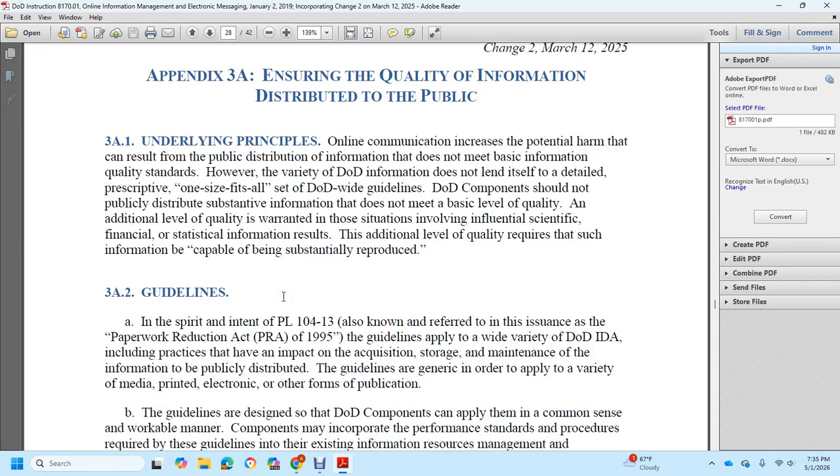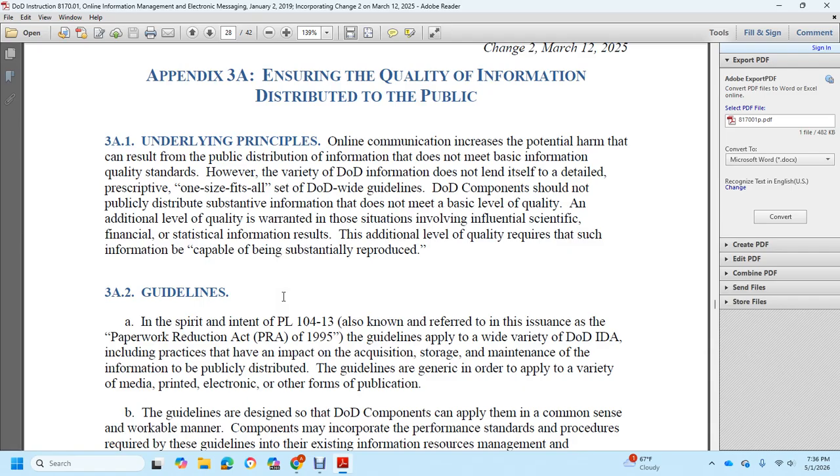The guidelines implement the intent of Public Law 104-13, also known as the Paperwork Reduction Act of 1995. The guidelines apply to a wide variety of DoD information, including practices that have an impact on the acquisition, storage, and maintenance of information publicly distributed.